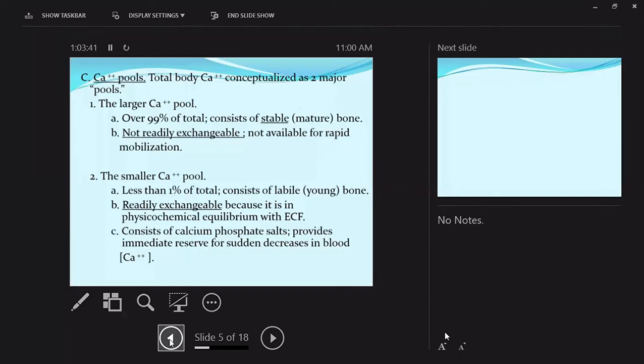Remember, calcium is only filtered and reabsorbed in the kidneys. Okay? Calcium is not secreted. I would like to correct that. Not secreted. It is only filtered and reabsorbed. 65% is reabsorbed in the proximal tubules, 25 to 30% in the loop of Henle, and 4 to 9% in the distal and collecting tubules.